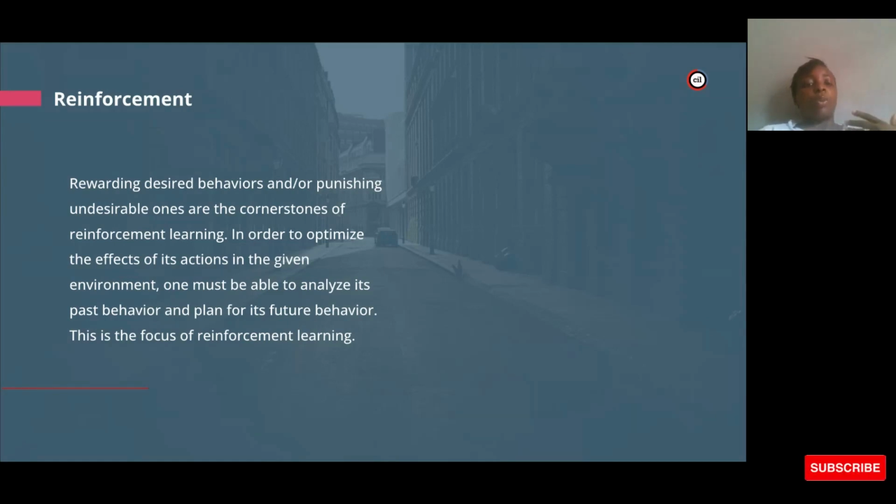This is what we should focus on in reinforcement, talking about our past behavior and how we will plan for the future.